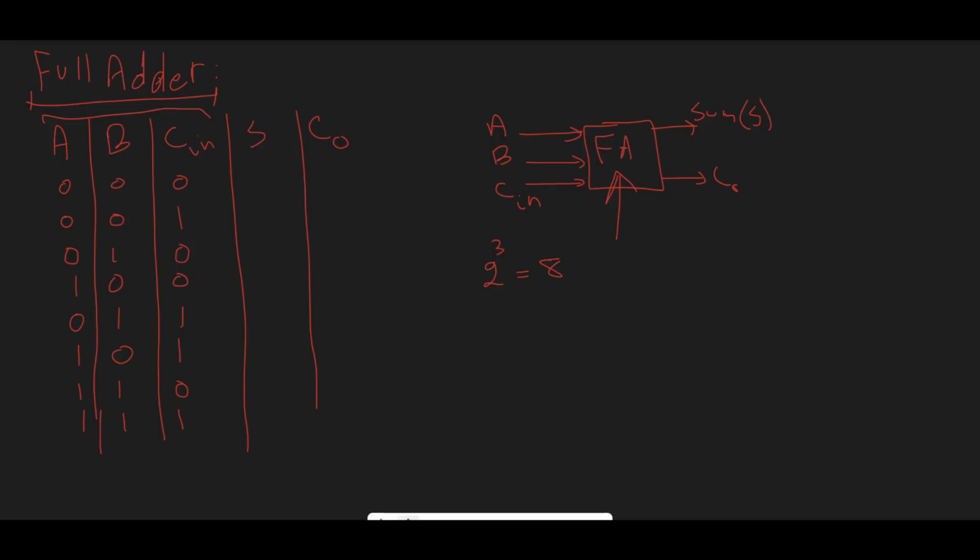The first row, 0 plus 0 plus 0, the sum is 0 with carry out 0. Second row, 0 plus 0 plus 1 is 1 with carry out 0. 0 plus 1 plus 0 is 1 with carry 0. 1 plus 0 plus 0 is 1 with carry 0. 0 plus 1 plus 1, we learned that 1 plus 1 is 0 with carry 1. 1 plus 0 plus 1 is 0 with carry 1. 1 plus 1 plus 0 is 0 with carry 1. And lastly, 1 plus 1 plus 1 is 1 with carry 1.